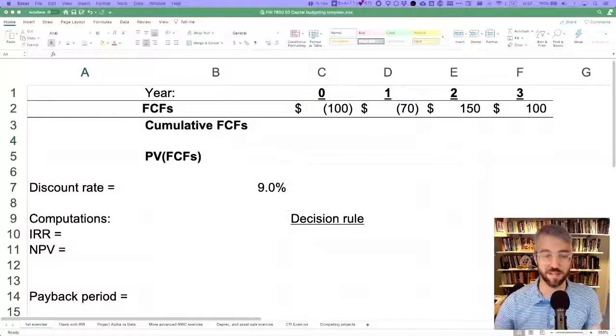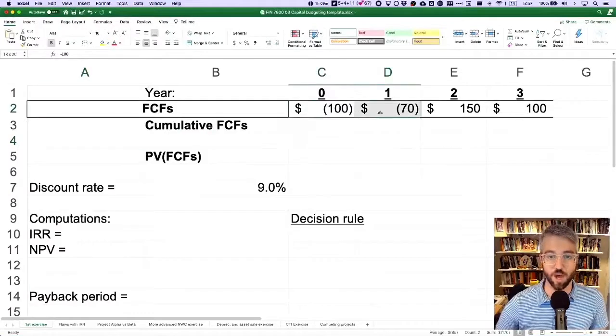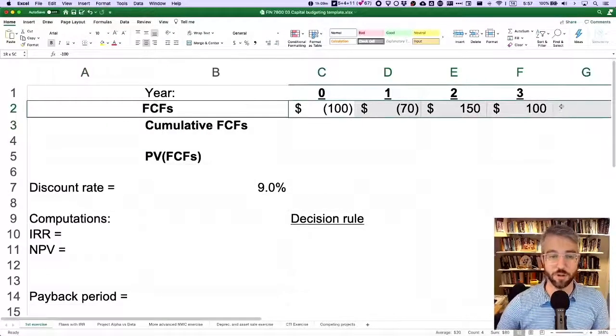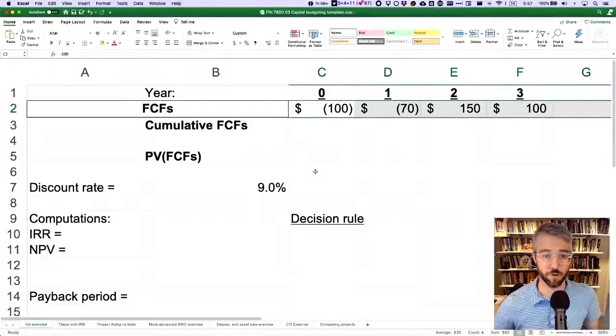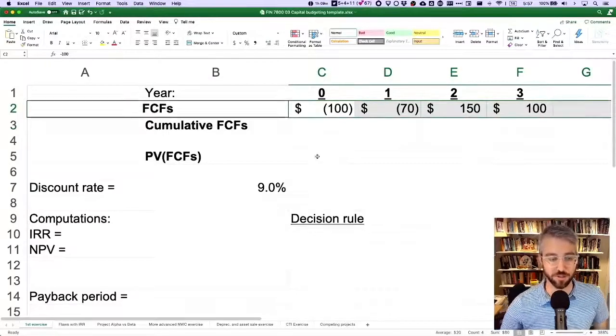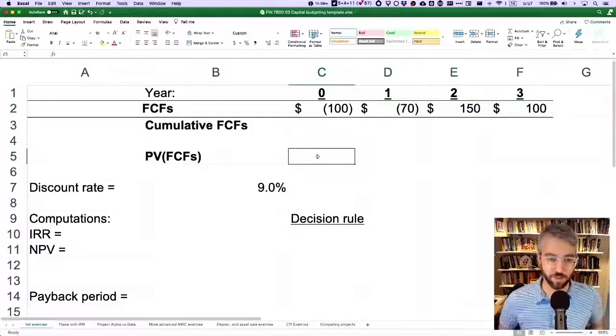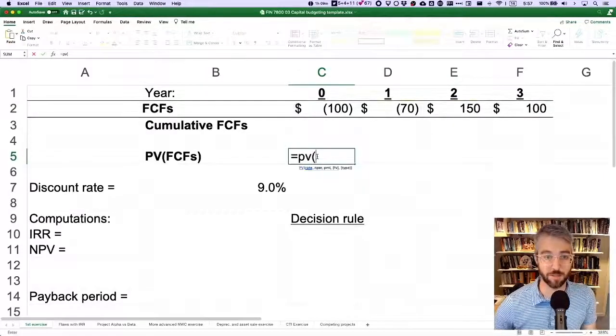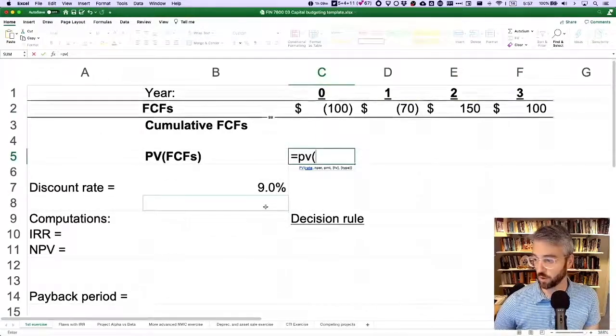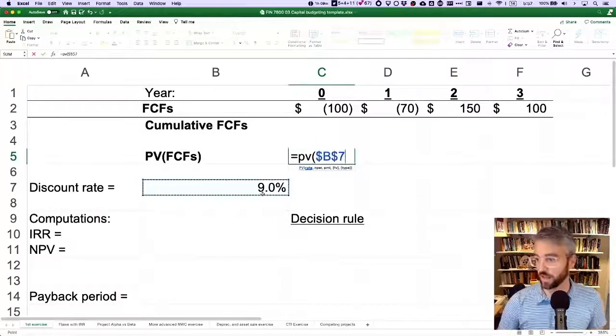So if we move over to Excel, where we've already got those 4 cash flows laid out in standard accounting notation, so negative 100, negative 70, 150, 100, we can calculate the NPV of the project just by discounting those 4 cash flows and adding them together. Obviously, we know several different ways of doing that. One is that we could use the PV function in Excel. And so we could calculate a PV associated with a rate of 9%, which will make sure we lock in so that we can copy this formula over to subsequent cells.